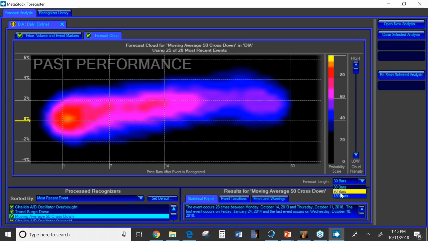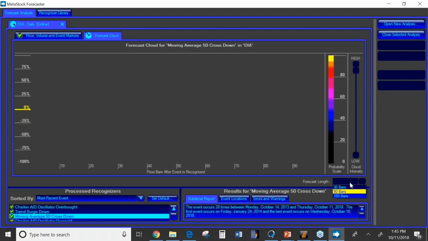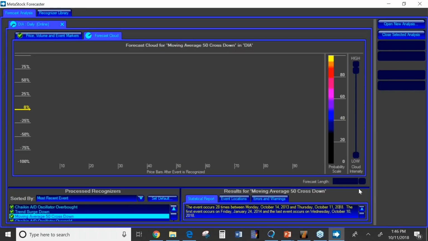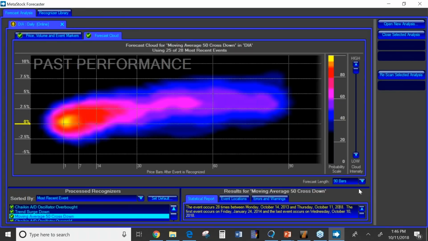Oh, actually, I moved it to 30 bars. So that would be 30 bars. I'm having a little bit of an issue with the way this is working on my touchscreen. But if I move it down to 180 bars, what it's going to do is a forecast cloud for 180 days. I'm going to move that back up to 90 days, and we'll just do it based on what the default view is, okay?